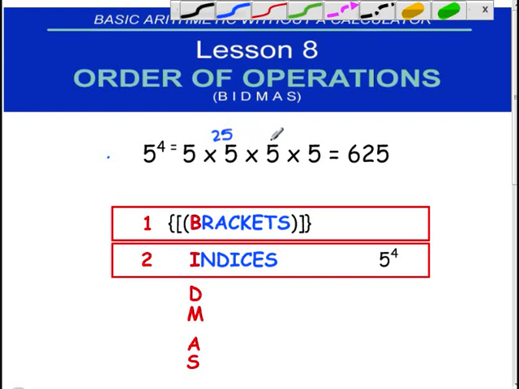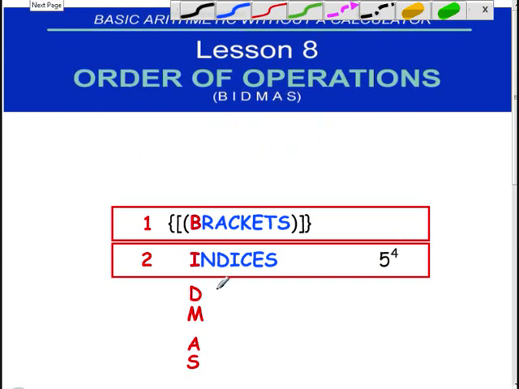Multiply that times 5 again, and you're going to have 125. One more time, and you end up with 625, and you've got a very, very different answer from 5 times 4. So remember, when you've got powers, you write out the big number, the little number of times. So write the big number, which is 5, 4 times. Okay, so that's indices, also known as exponents.